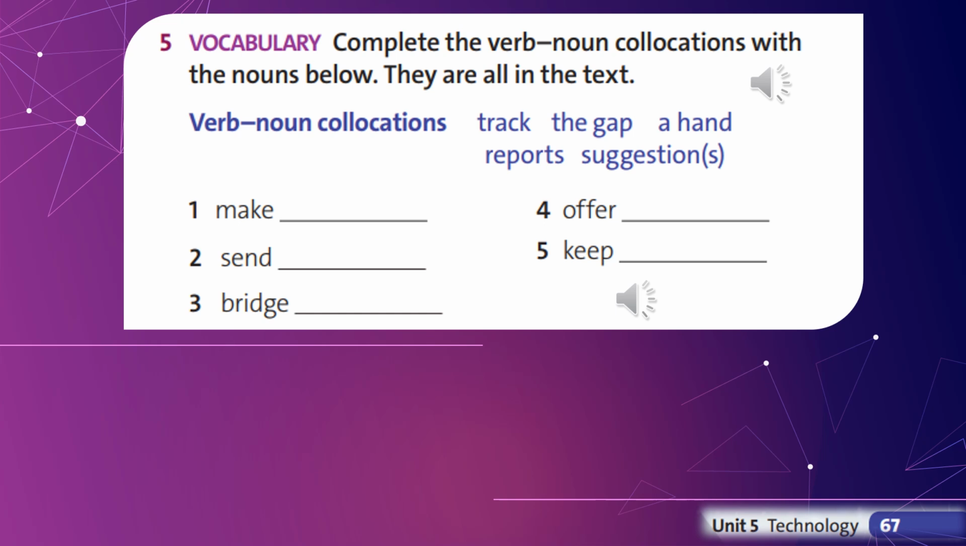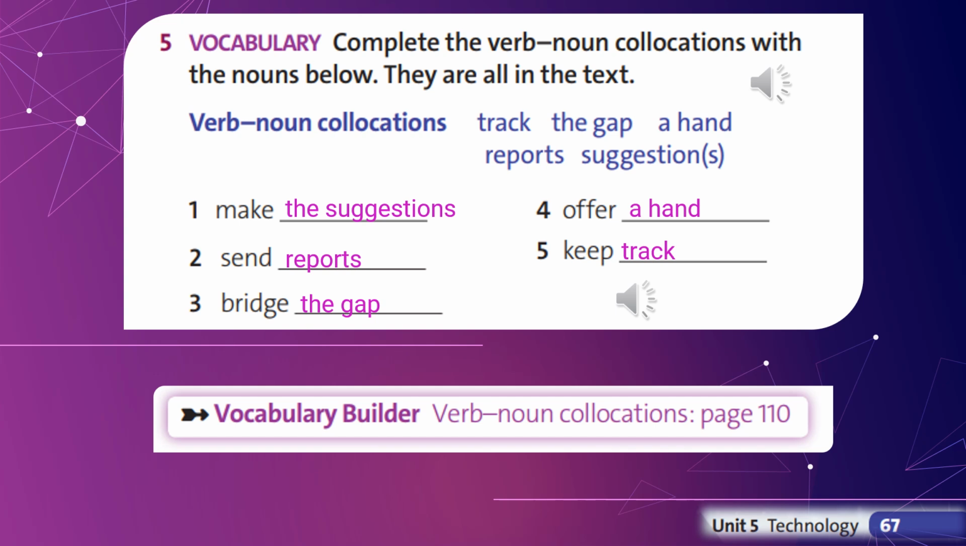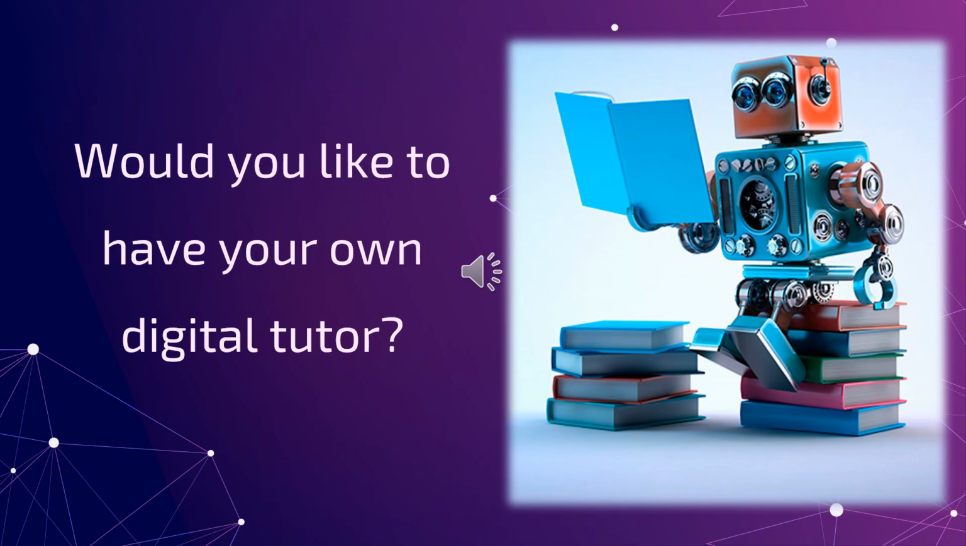Vocabulary. Complete the verb noun collocations with the nouns below. They are all in the text. 1. Make the suggestions. 2. Send reports. 3. Bridge the gap. 4. Offer a hand. 5. Keep track. Would you like to have your own digital tutor?